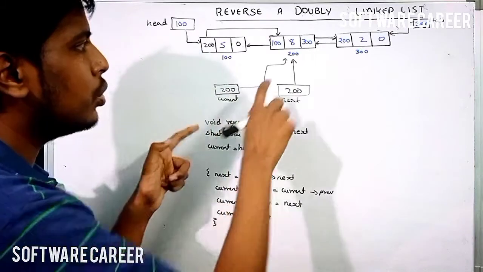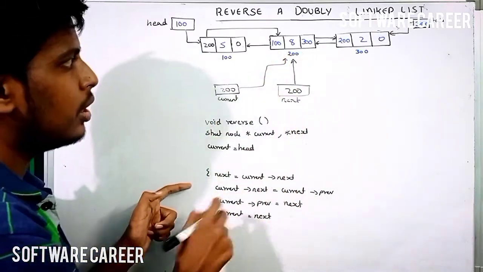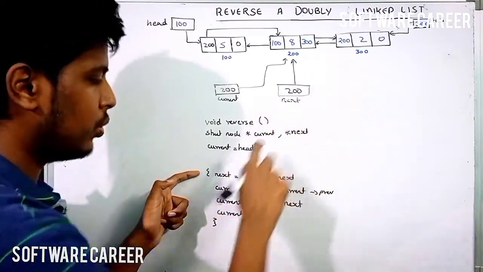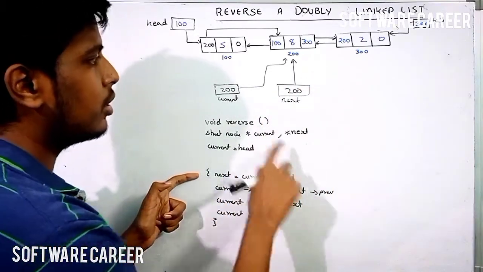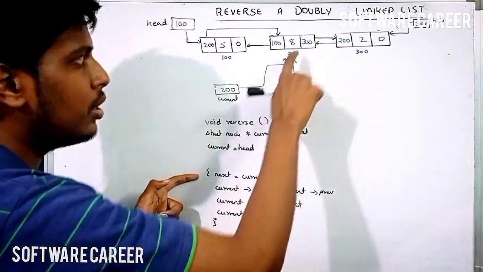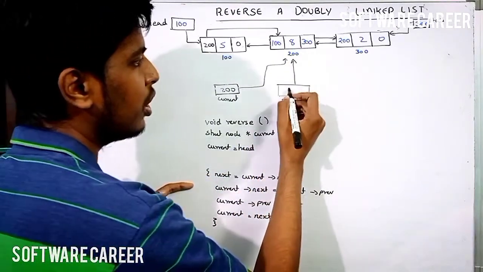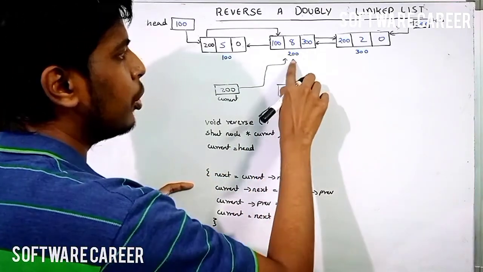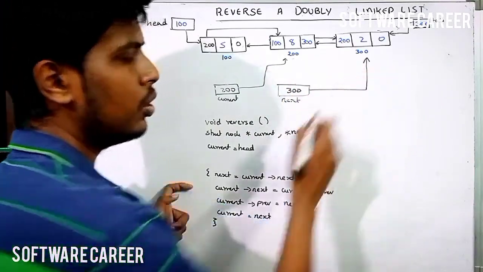Now you should reverse the second node. So follow the same steps again. That is, you should move the next pointer to next node. Next equals to current next. So what is current next? Current is 200. 200 next is 300. Now that 300 is put on next. So here I am putting. So this pointer gets cancelled and this next pointer is pointing to the third node.